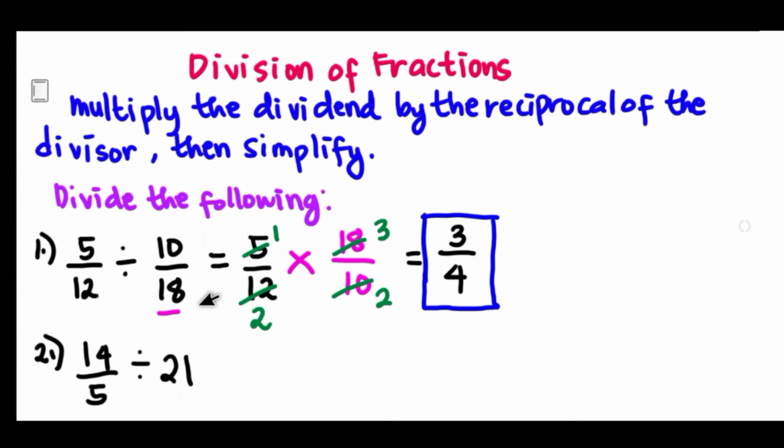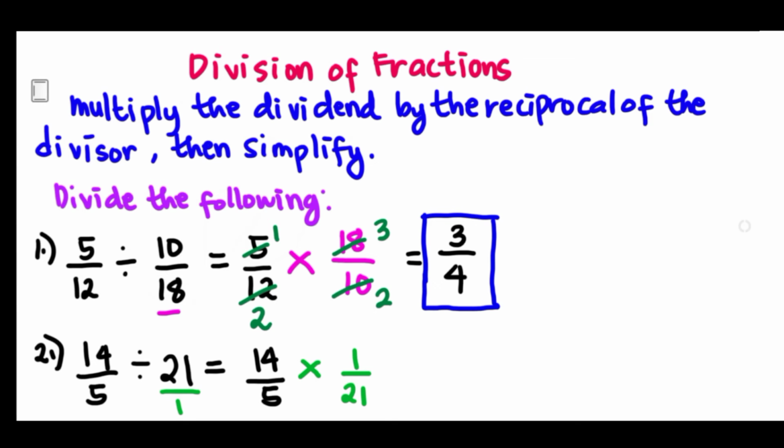Let us have example number 2. 14 over 5 divided by 21. So, this is a fraction divided by a whole number. So, what we are going to do is, kopyahin muna natin yung dividend na 14 over 5. And then, i-multiply daw po natin sa reciprocal or kabaliktaran ng divisor. And our divisor here is 21. So, alam naman natin na meron siyang denominator na 1. So, kunin natin yung reciprocal nun. So, si 1 magiging numerator at si 21 magiging denominator.